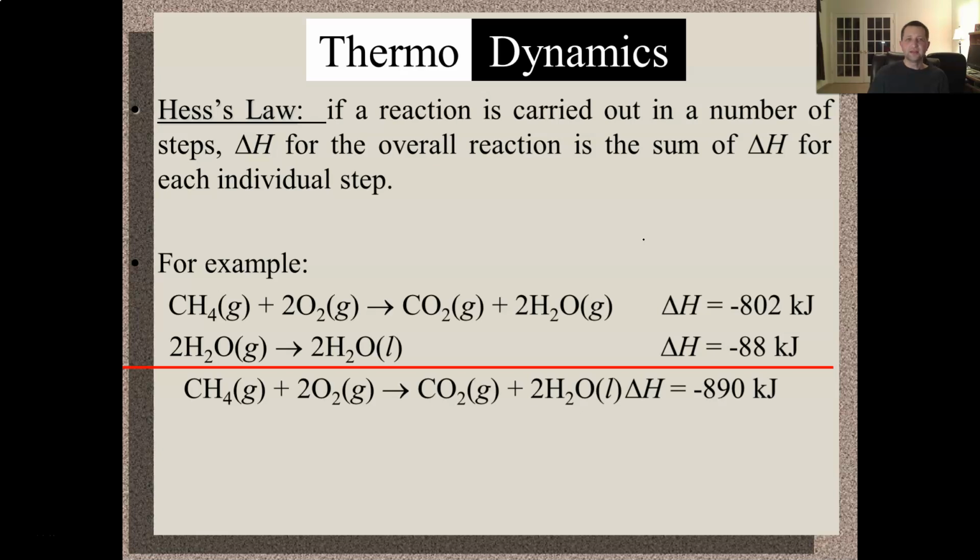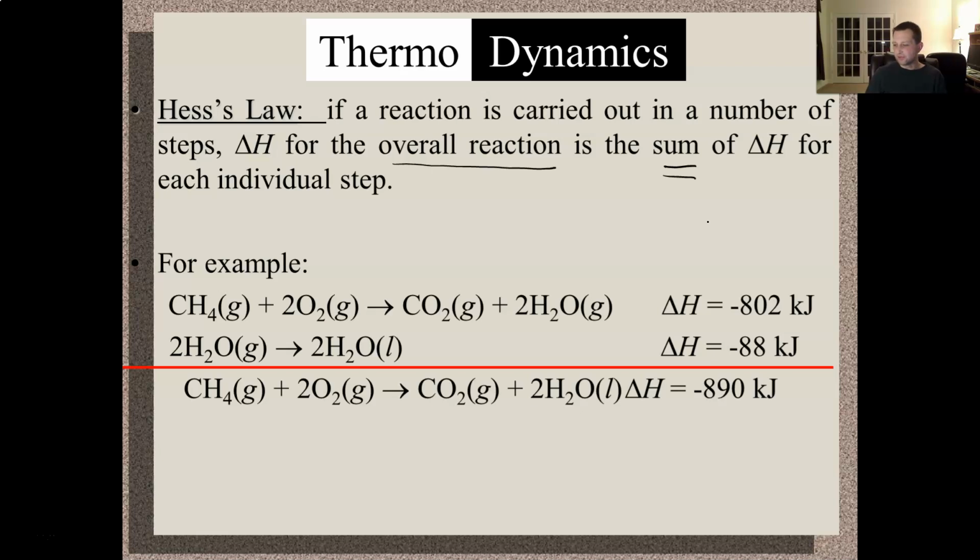But Hess's law says if a reaction is carried out in a number of steps, the change in enthalpy, which is delta H, for the overall reaction is the sum of the change in enthalpy for each individual step. I really like doing these problems. I try to think of it as a puzzle I'm trying to solve, and a lot of students tend to do really well with this, and they kind of agree with the whole puzzle analogy here for how these have to work.